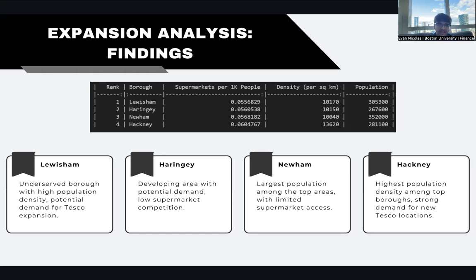Lastly, we have Hackney. Hackney has the highest population density among the top areas. High urban density often means a strong need for accessible grocery options like Tesco. So the key takeaway that we can take from this is that Tesco should prioritize expansion in boroughs with high population density and low supermarket competition. These areas often provide a strong customer base and reduce the risk of direct competition with existing chains.